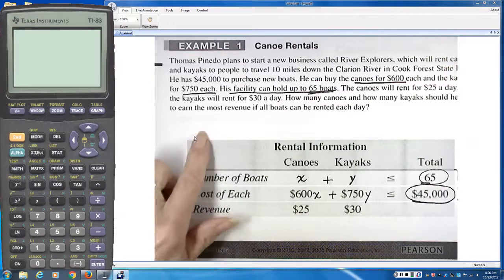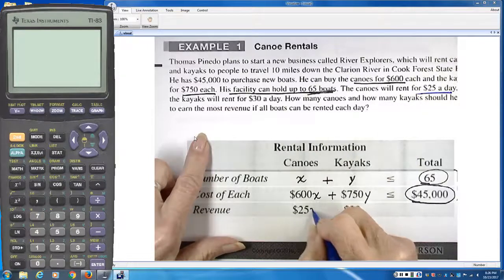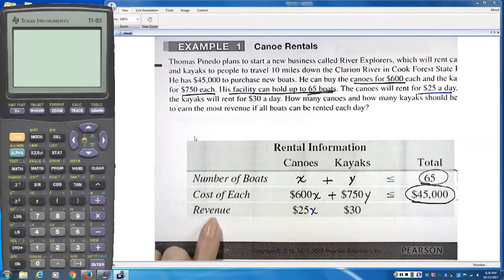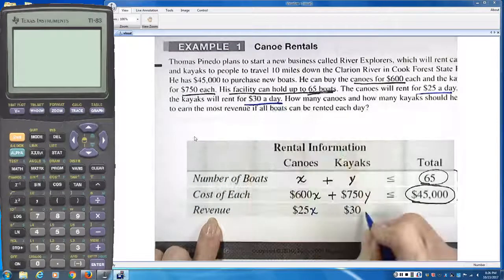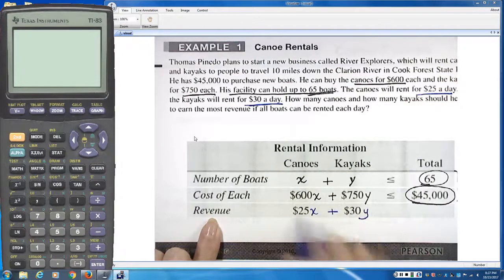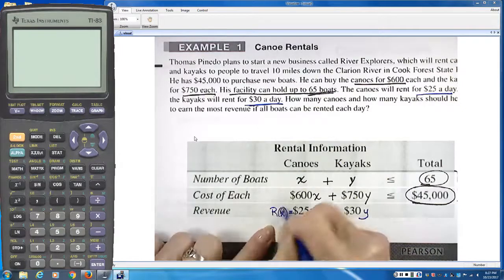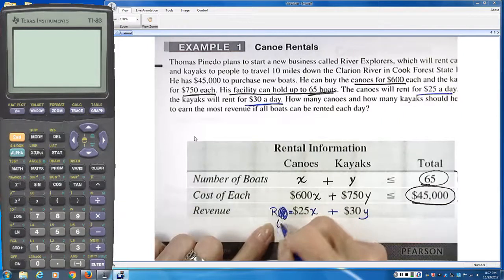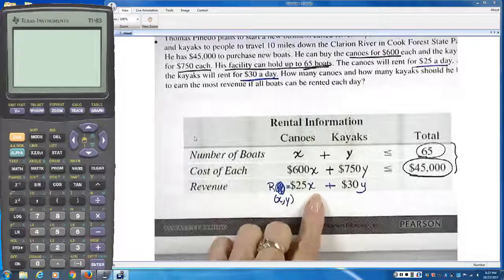Then we go on and keep reading, and it says he can rent his canoes for $25 a day. That'll be $25 times X. And he can rent kayaks for $30 a day. So 30 times Y. And if he adds the total amount of money that he makes for canoes and kayaks, that's called his revenue. Or actually, I can't say it's revenue for X, it's the revenue for X and Y, whatever those two numbers are. So this is his revenue equation.